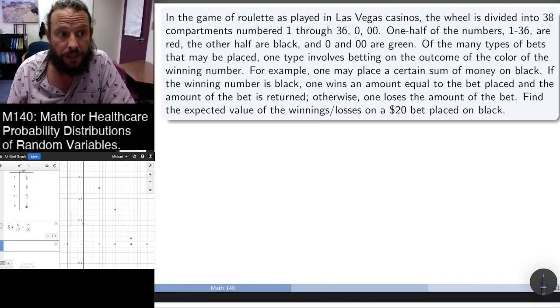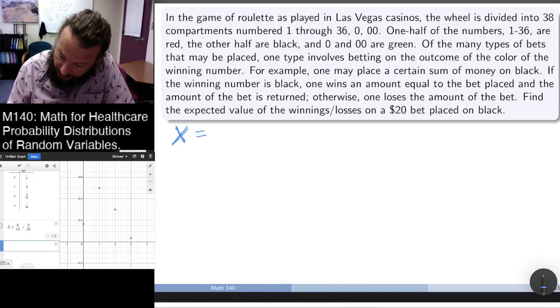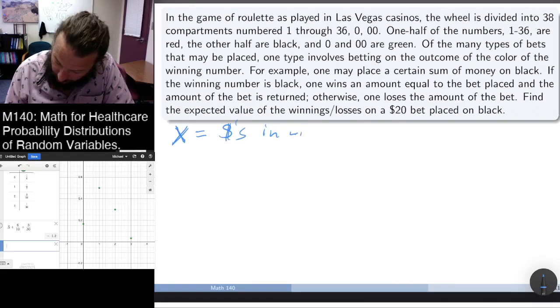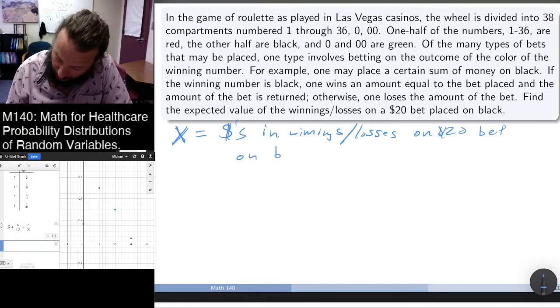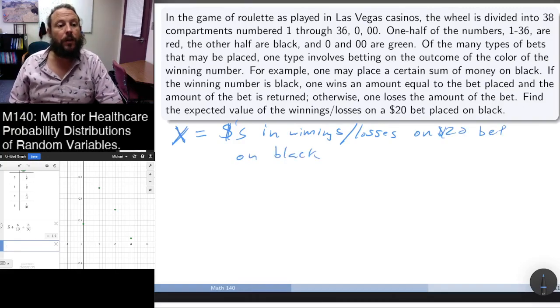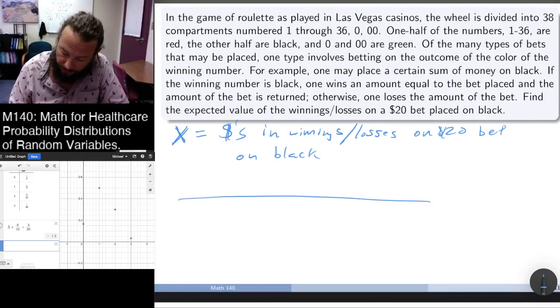Okay, so the first thing is to define the random variable. We're going to let x be the dollars in winnings/losses on a $20 bet on black. Okay. And so here the units are dollars. That's what we're going to have. All right, so let's see here.